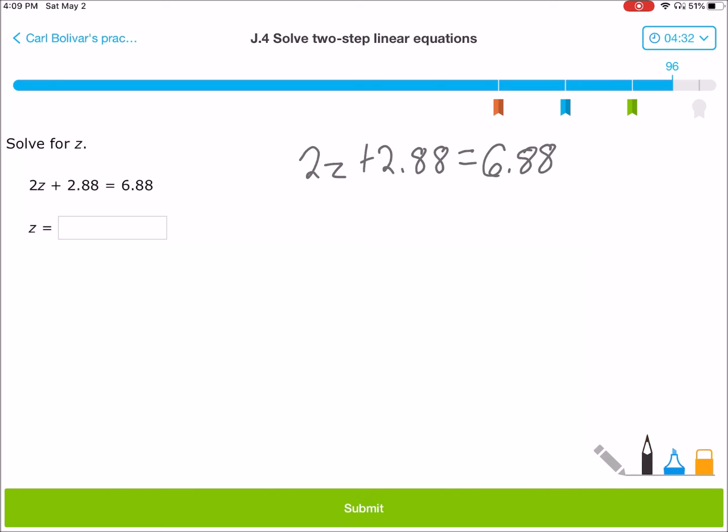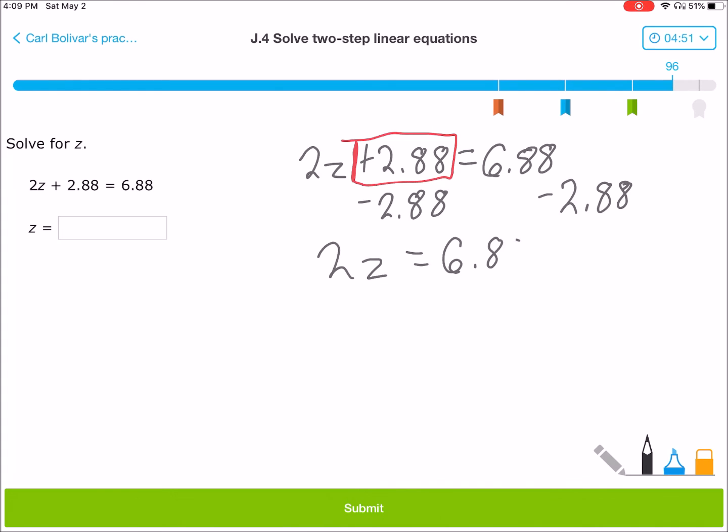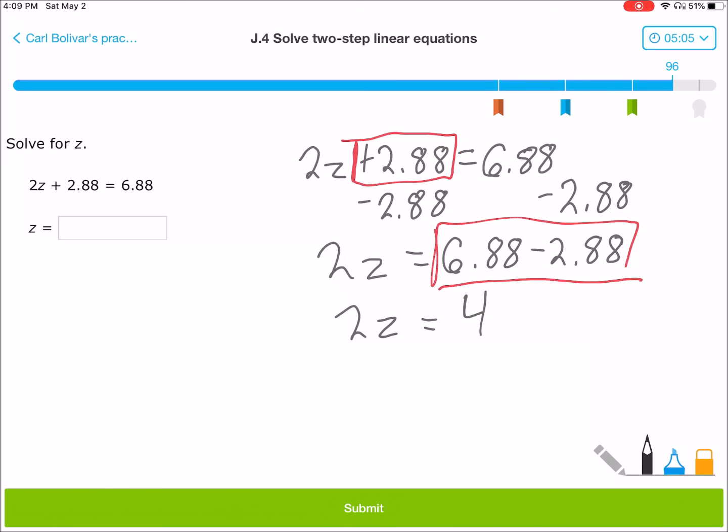Alright. So first we have to take this number and put it to the other side. So we will subtract 2.88 from each side. We are left with 2z is equal to 6.88 minus 2.88. And then if we simplify these two, we will get 2z is equal to 4.